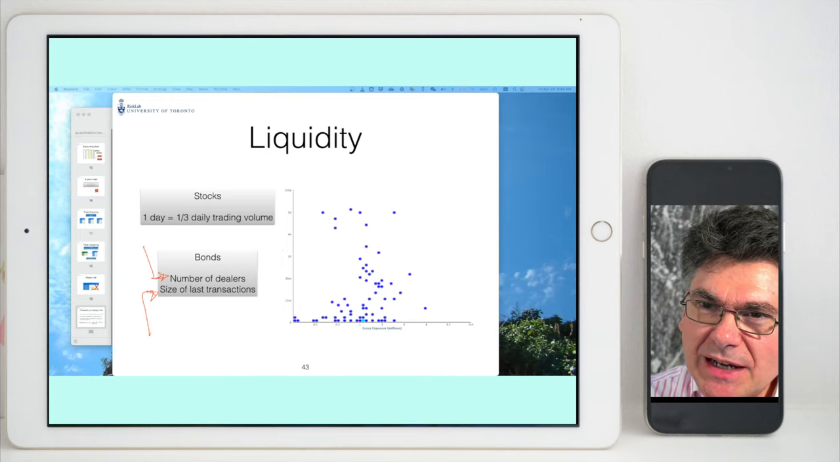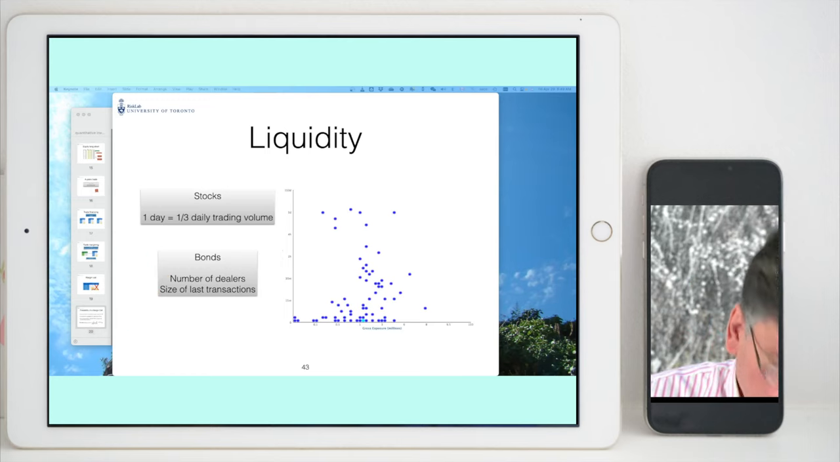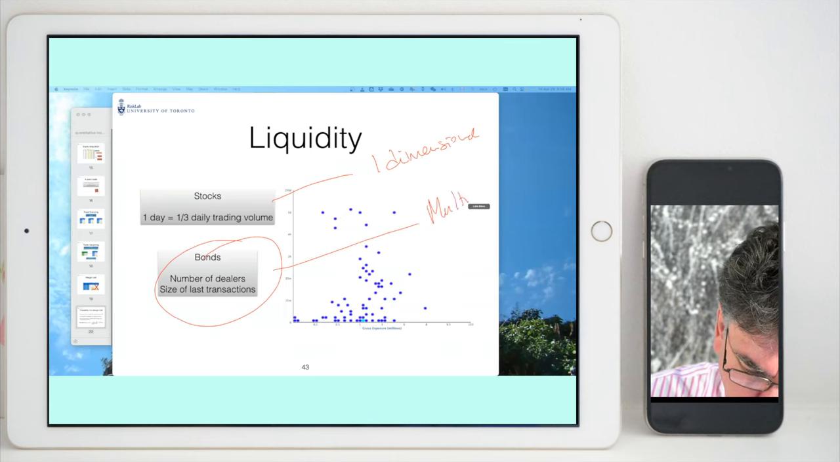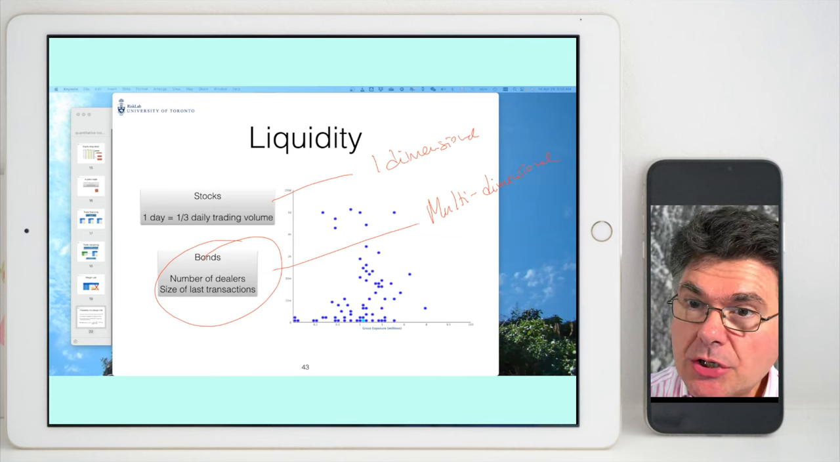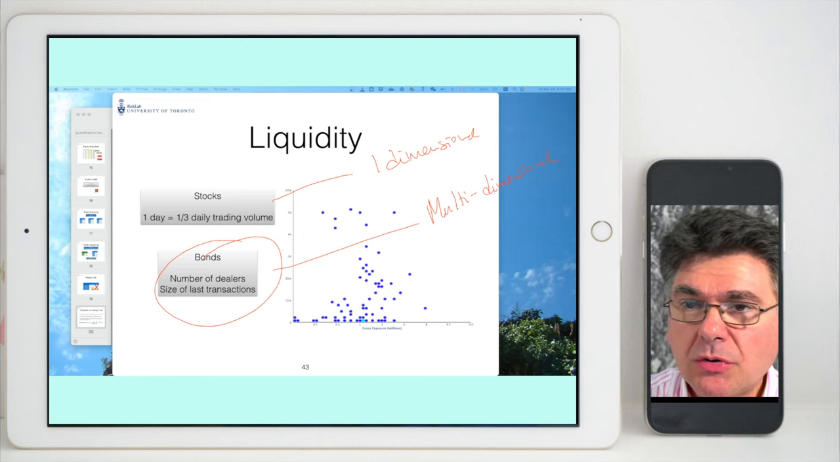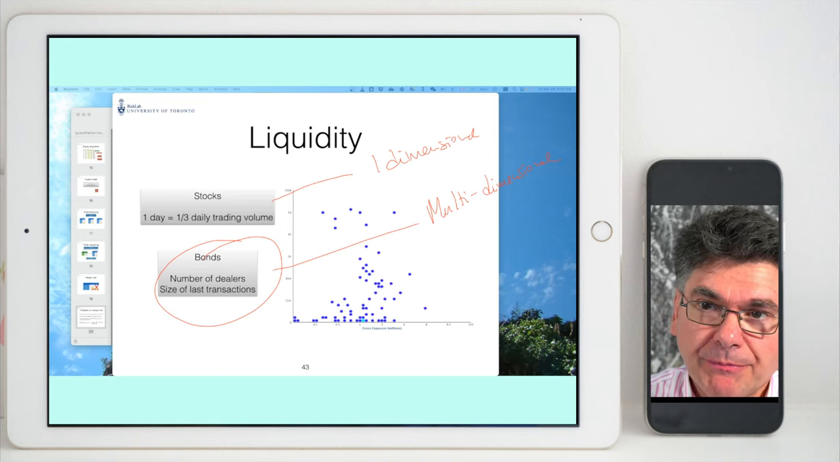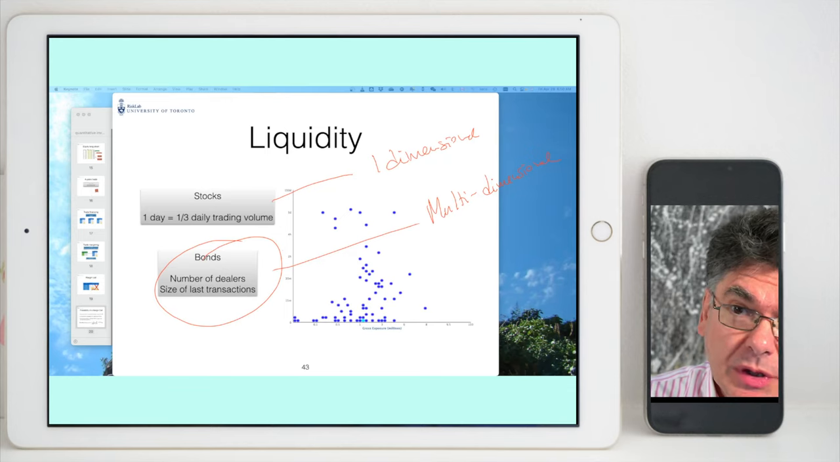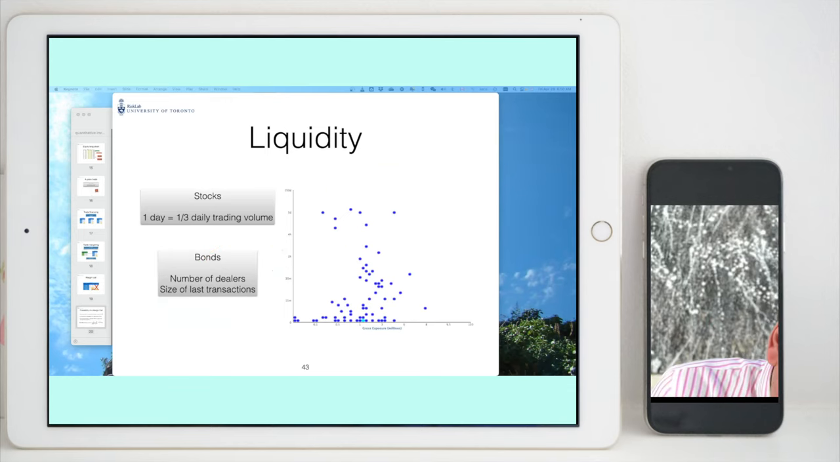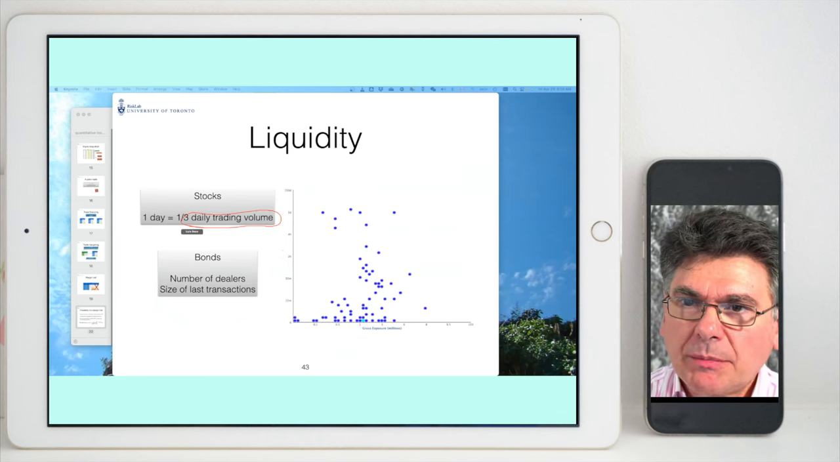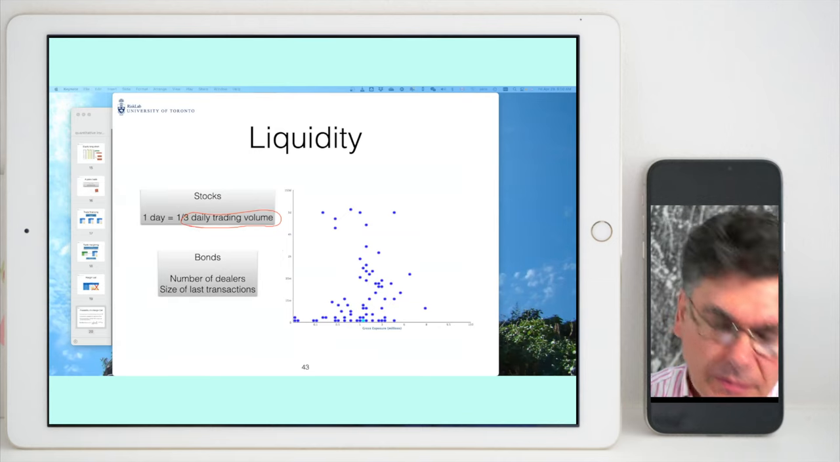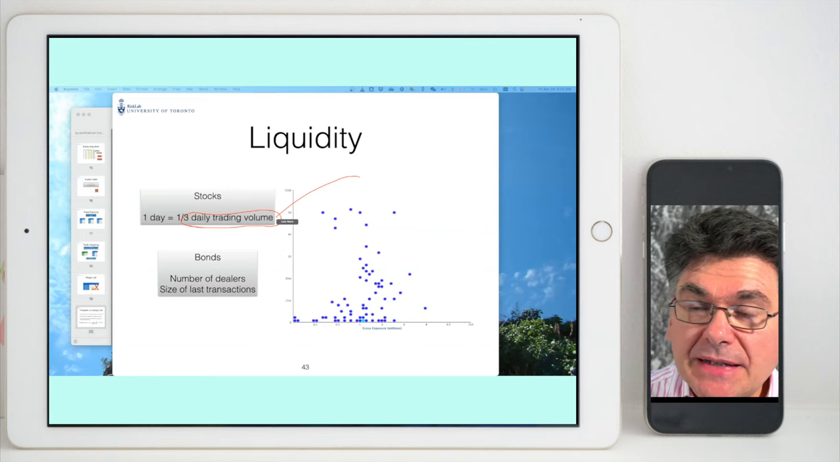Okay, so doing liquidity analysis for bonds is difficult. It includes many different variables. In the case of stocks, it's very simple. It's the volume. It's a one-dimensional consideration. But in the case of bonds, it's multidimensional. The more dealers, the better. The bigger volume, the better could be or not, depending on the size of your portfolio and what you want to do, okay? So we're gonna stay with stocks when we analyze liquidity, and the daily trading volume is what matters. Now, the daily trading volume, it has to be relative to what? Is it the number of stocks?